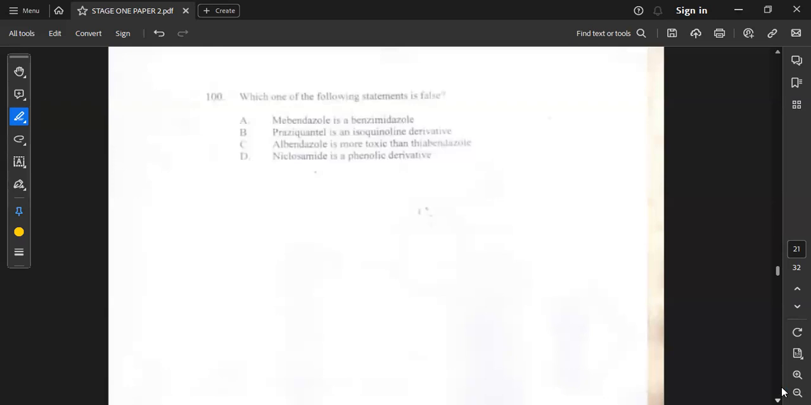Which one of the following statements is false? Mebendazole is a benzimidazole. Praziquantel is an isoquinoline derivative. Albendazole is more toxic than thiabendazole. Niclosamide is a phenolic derivative. Which statement is false?